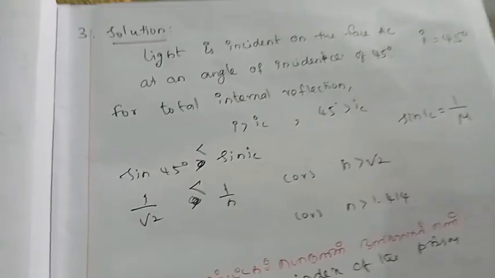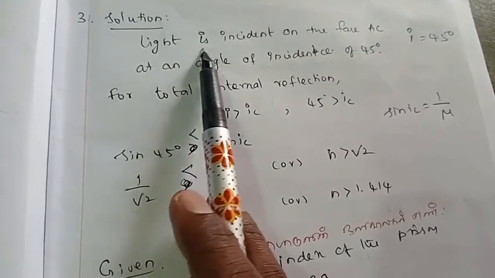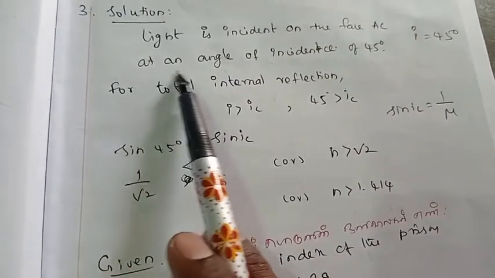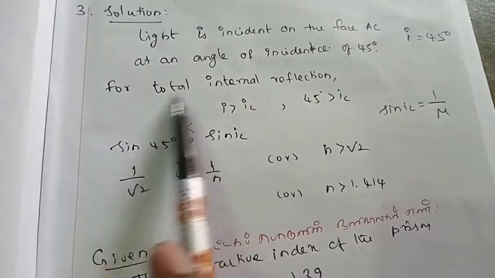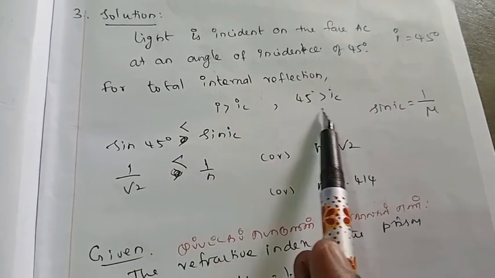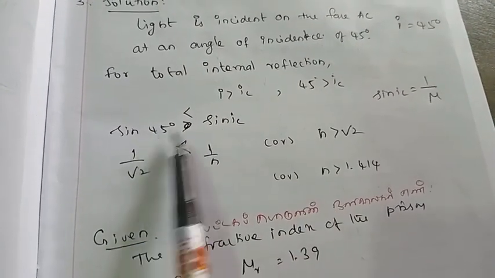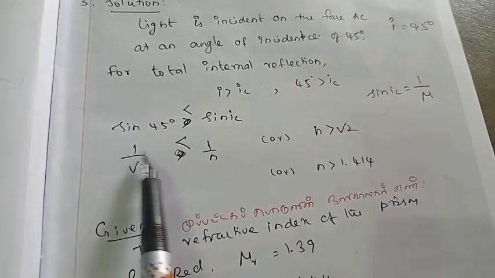How? So the solution: the light is incident on the surface AC at right angle incidence, 45 degree. That means the angle of incidence i is equal to 45 degree. For total internal reflection, i is greater than the critical angle iC. So 45 degree is greater than the critical angle iC. So sin 45 degree is greater than sin iC. That means 1 by root 2.